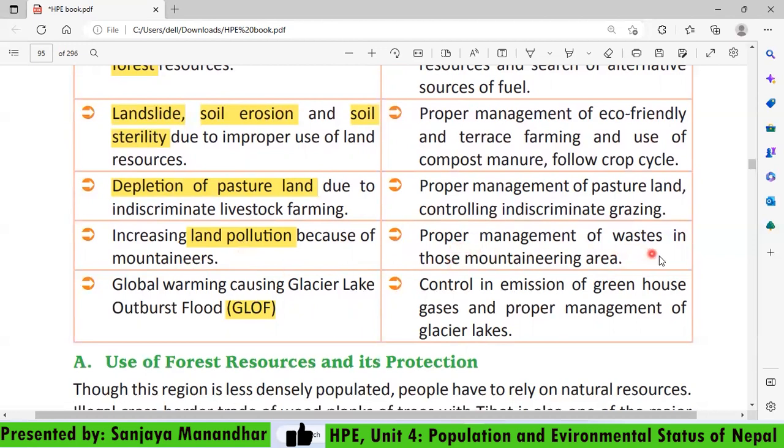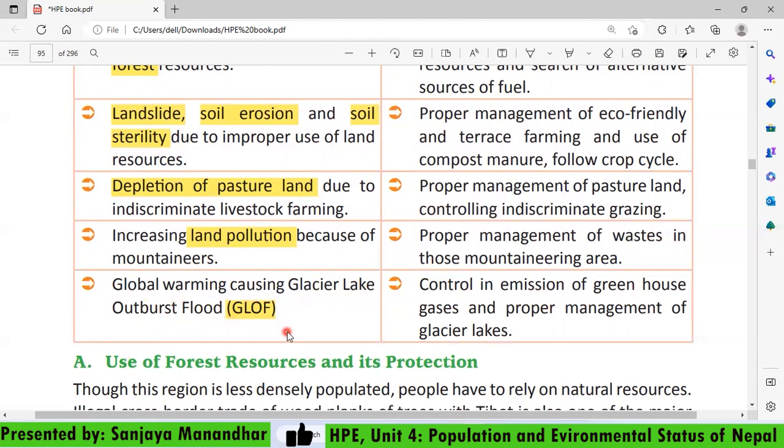Proper management of waste in those mountaineering areas. Similarly, GLOF, this is very important. Sometimes you are asked the full form of GLOF, that is glacial lake outburst flood. You can say glacial or glacier, no problem. GLOF means global warming causing glacial lake outburst flood.